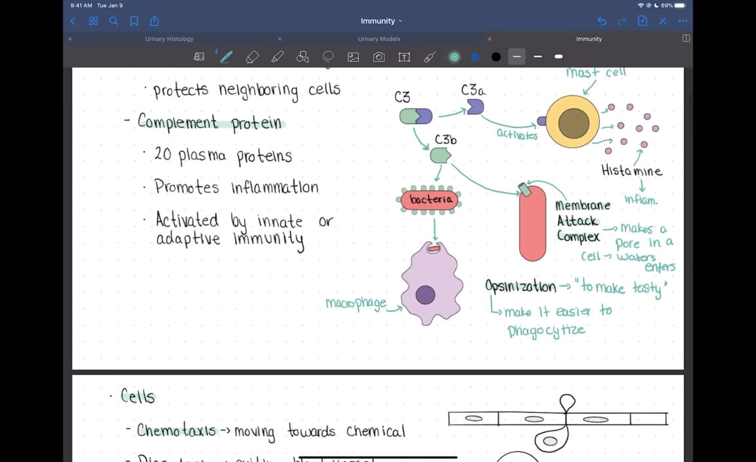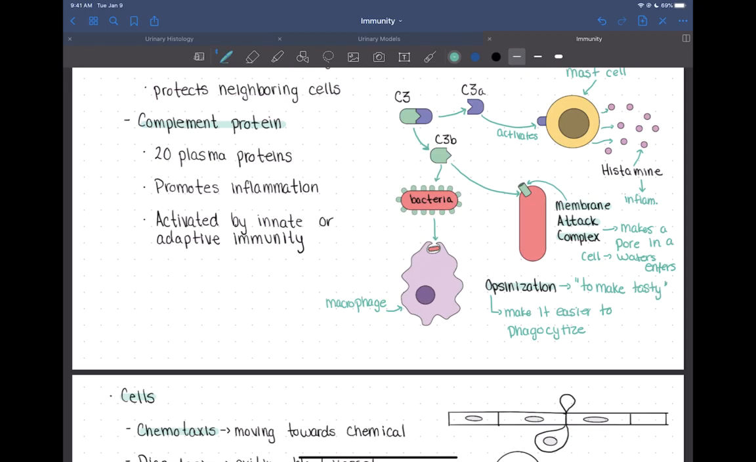So you should know that about C3, the functions of C3a and the functions of C3b, okay? But that's it for the complement proteins. And in general, as a general group, complement proteins promote inflammation. And we'll talk a little later in this chapter about what inflammation is exactly.